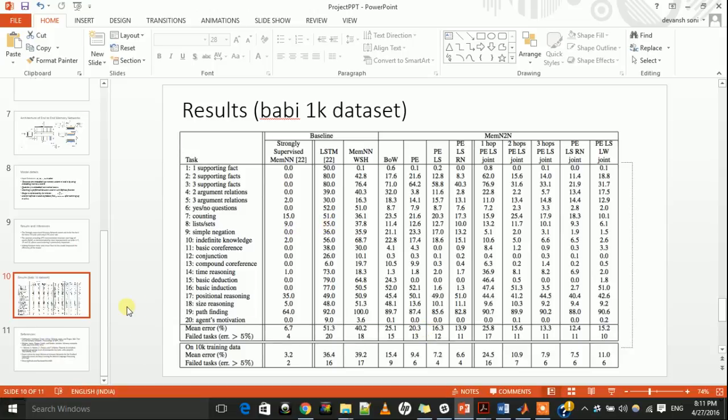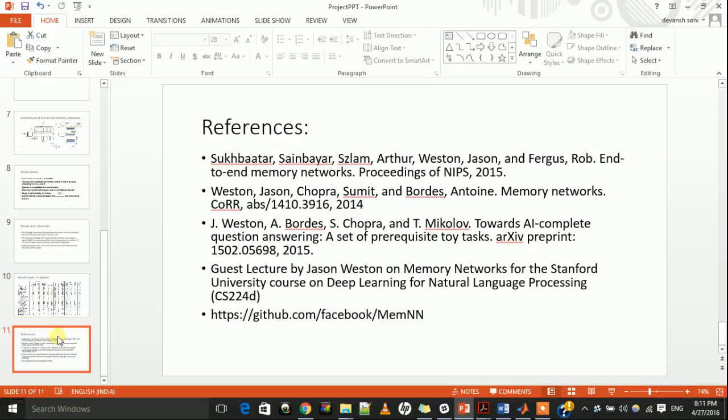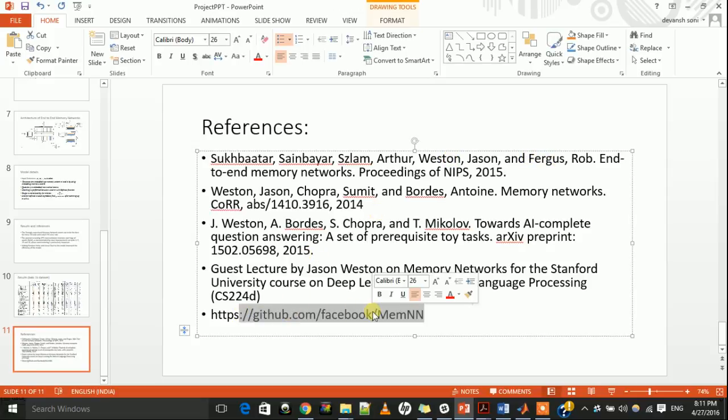So that's it for now, and this is the list of references and the original paper of end-to-end memory networks, written by Sukhbaatar, Weston, and others. And this is the link for the code. Thank you.